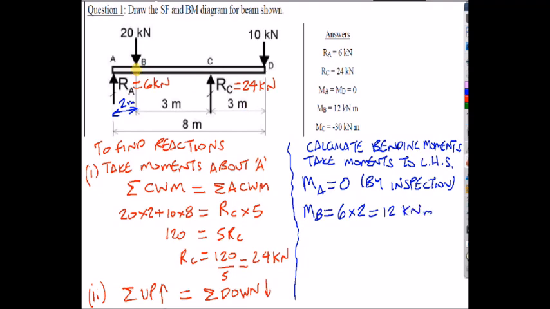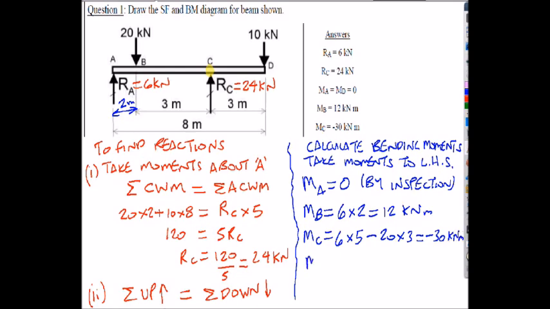If I now move my position to the left of C, looking to the left of C, what do I see? Well, I've still got the 6 kilonewtons for RA, but this time it's multiplied by 5 meters from C, and I see the 20 kilonewtons multiplied by 3, but that's negative, the negative bending moment, so that's 20 multiplied by, in this case, 3. So looking at the numbers on that, 6 times 5 is 30, take away 20 times 3, which is 60, so negative 30 kilonewton meters.